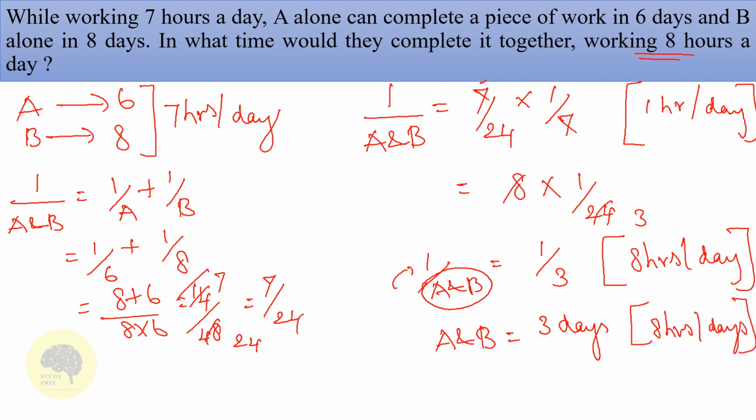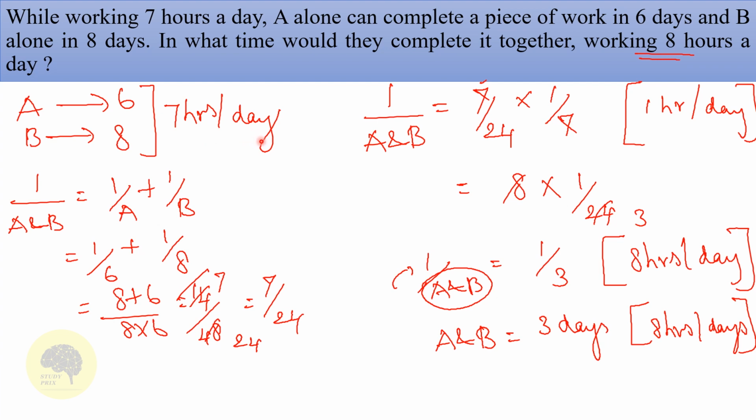Okay, let's have a small recap. A can complete the work in 6 days and B can complete the work in 8 days working 7 hours a day. First find out the work done by A and B together in 1 day, which is nothing but 1 by A plus 1 by B. Therefore 1 by 6 plus 1 by 8. From this we can find 7 by 24 is the work done by A and B together in 1 day working 7 hours a day.